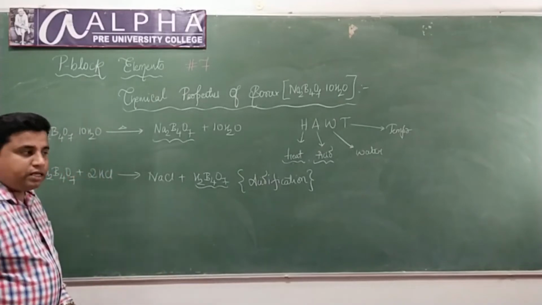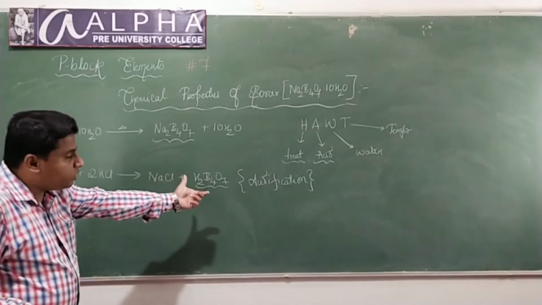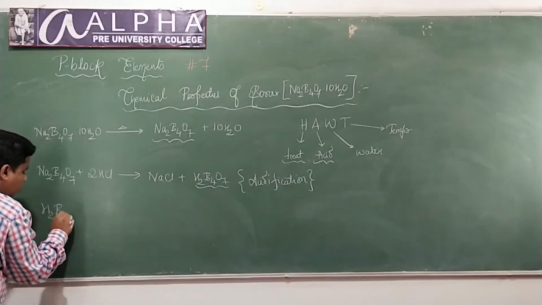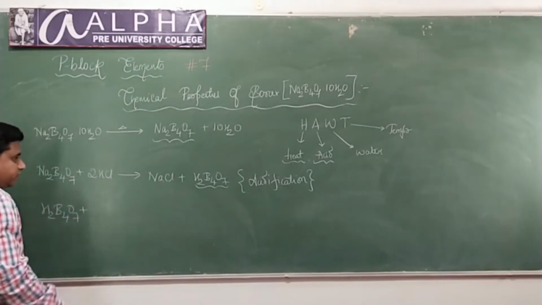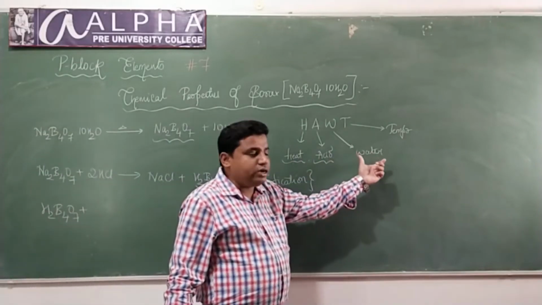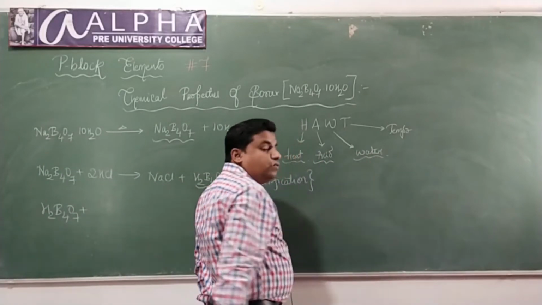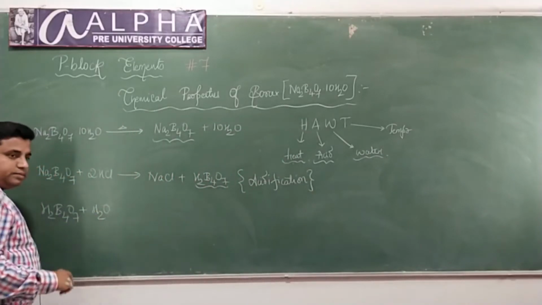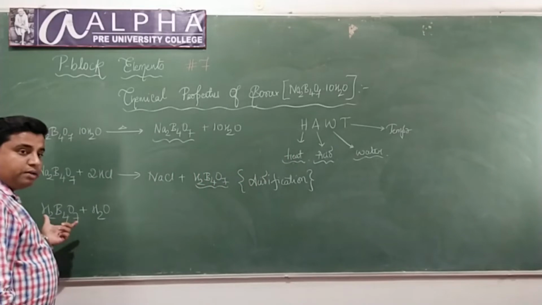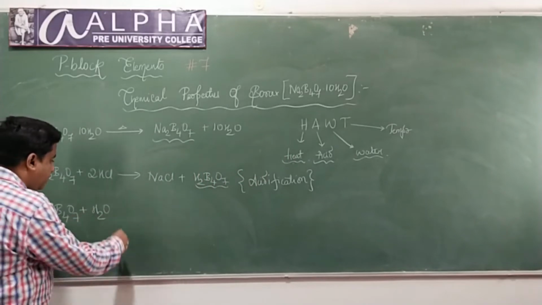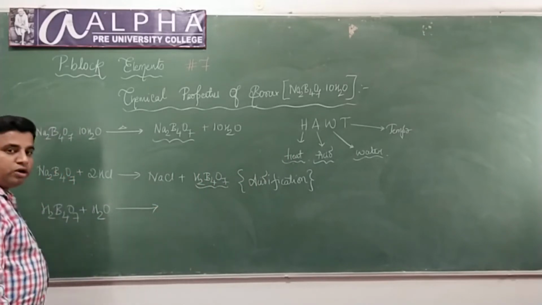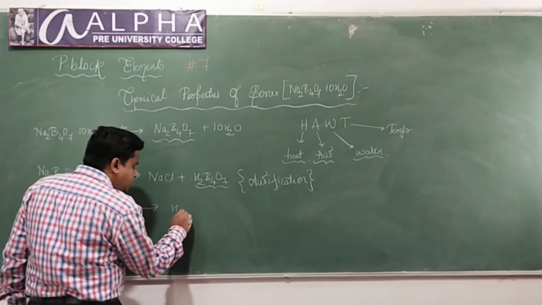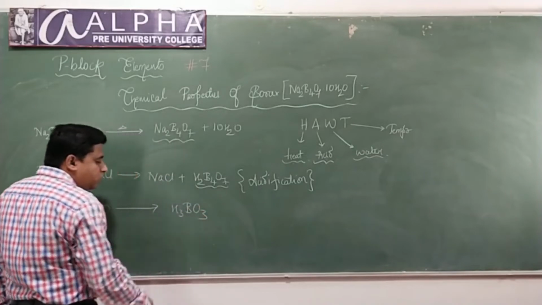Now the third step. Let us take metaboric acid, H2B4O7, and we'll treat it with water. What happens when metaboric acid is treated with water? Come on, what are we going to get here? We will be getting H3BO3. We will get what?